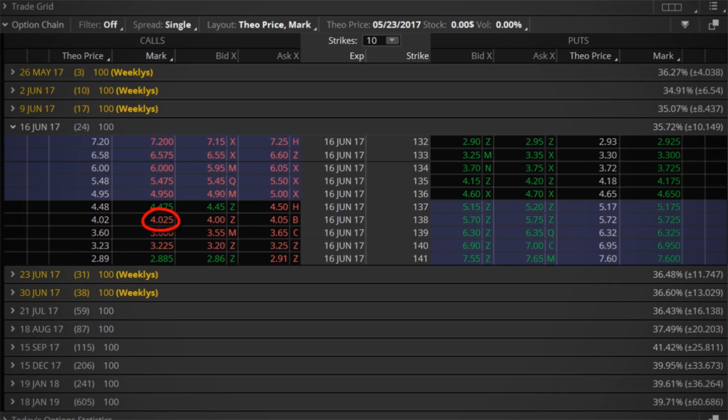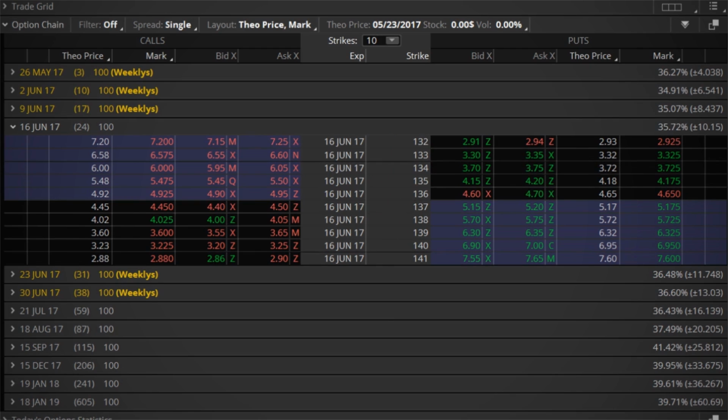I see it has a current mark price of $4.02. Now, let's see what happens if I make some adjustments to the pricing factors discussed in the last lesson. I want to start off with the strike price. Looking at the calls, it's easy to see that the lower the strike price, the higher the option's cost. In the case of puts, the higher the strike price, the higher the option's cost.